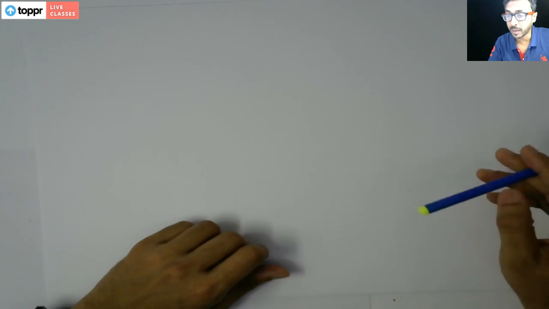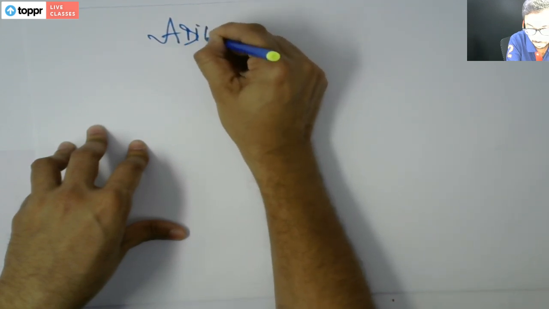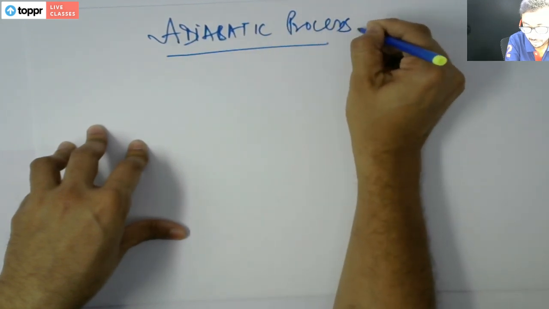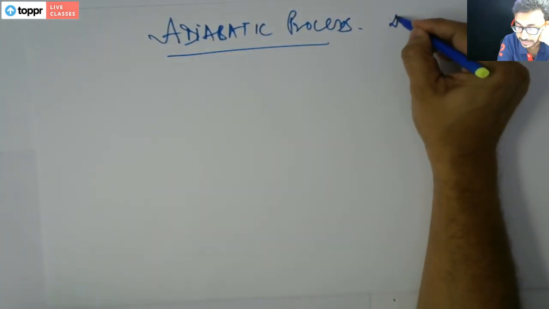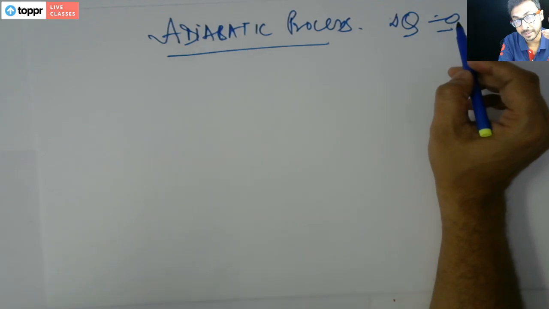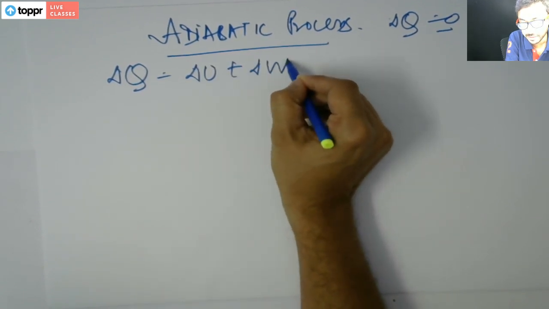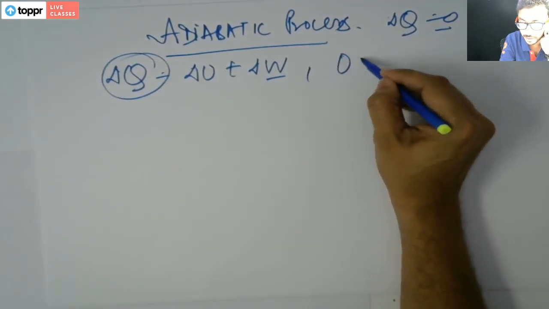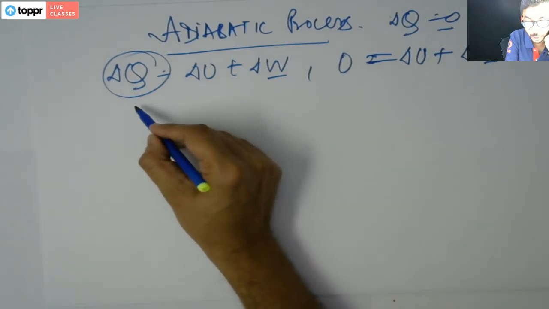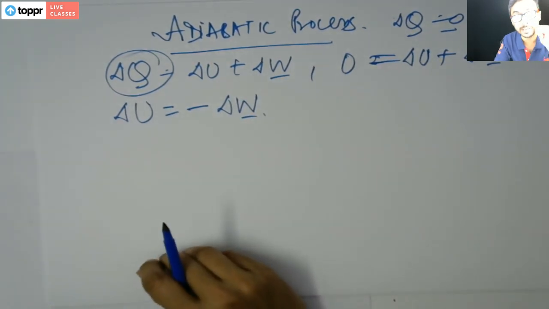Now finally we are coming to the adiabatic process. In the adiabatic process, very interesting, del Q is 0. So there is no exchange of heat. Now in the first equation, if del Q equals del U plus del W, and this itself is 0, it means 0 equals del U plus del W. So del U equals minus del W.